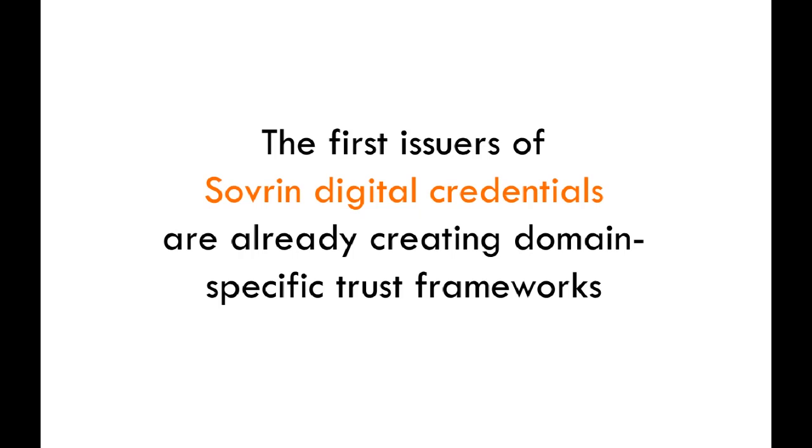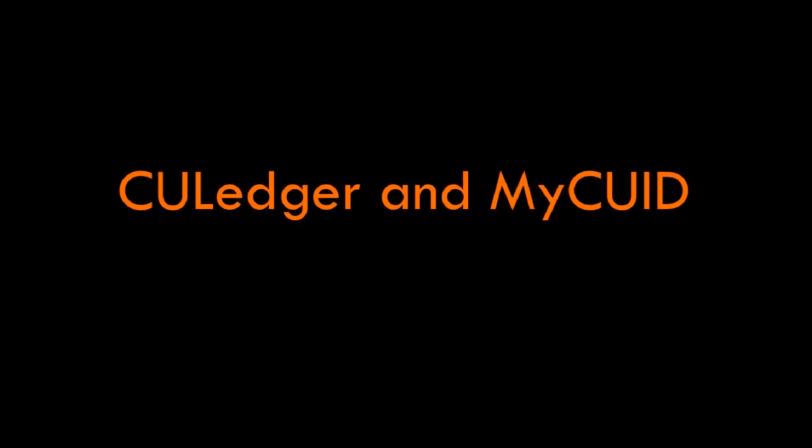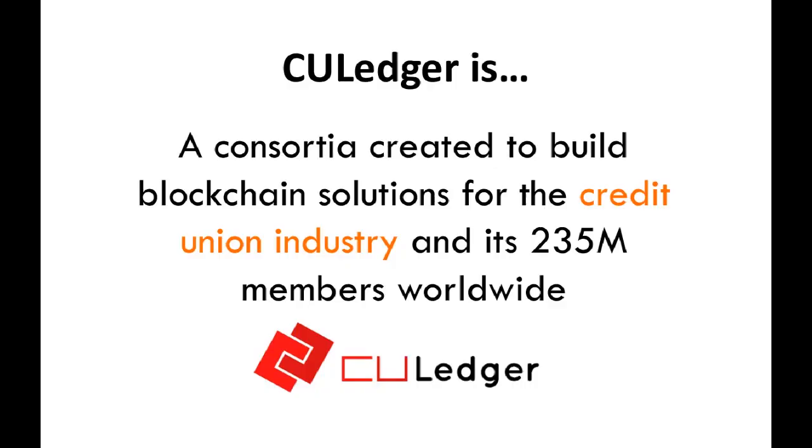So I'm going to finish by really taking this all the way down to the bare metal with an example of what CU Ledger is doing with MyCUID. CU Ledger is a global consortium created for one purpose: blockchain solutions for the credit union industry. Started in the U.S., Canada came on board, and then about 6 months ago, the World Council of Credit Unions, they're all in.